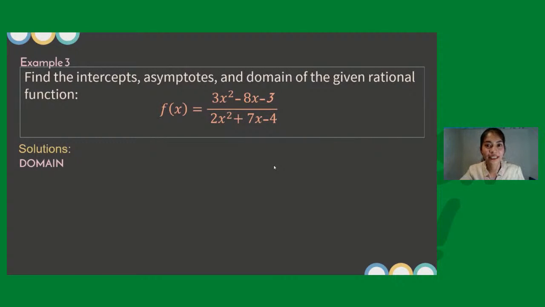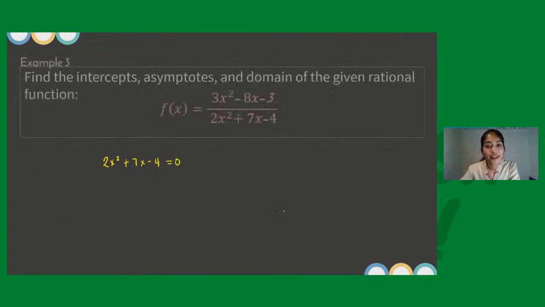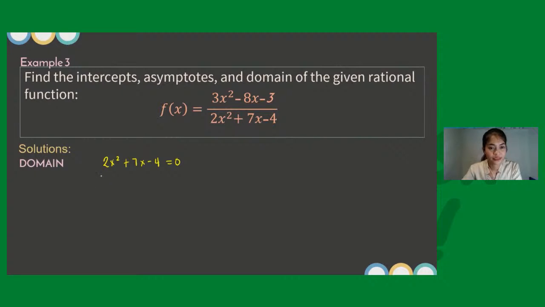ano ulit ang ginagawa natin when we are solving for the domain? Okay, kung napansin nyo, just like what we do with the vertical asymptote, we also do that to solve for the domain. Meaning to say, i-equate lang ulit natin yung denominator with 0. So when we do that, ganito rin yung makukuha nating sagot. X is equal to 1/2 and x is equal to -4. And sulat natin yan. X is equal to 1/2 and x is equal to -4.